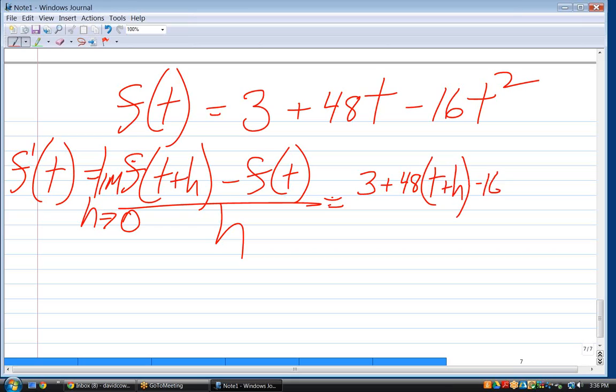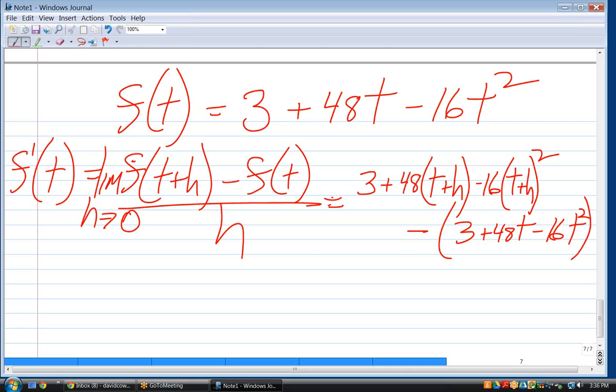and then minus 16 t plus h squared, minus 3 plus 48t minus 16t squared. And that's why those parentheses are so important, because you're going to get the signs wrong on these trailing terms if you don't use parentheses. Okay?